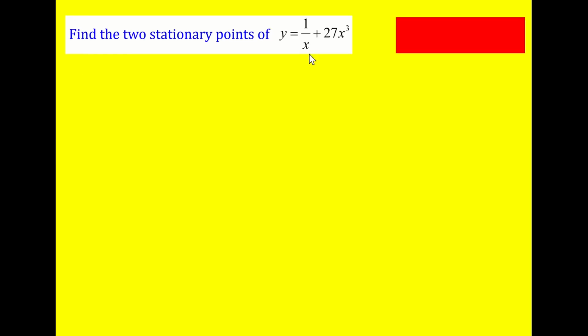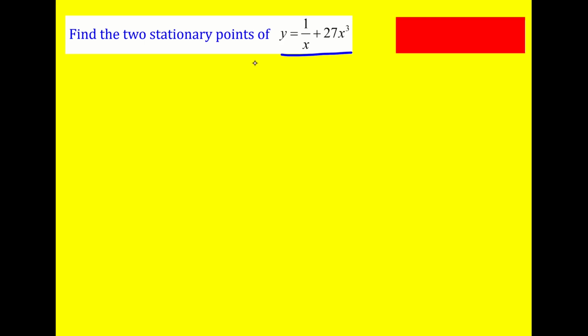So you're feeling confident with differentiation and finding stationary points, yeah? Quadratics, cubics, quartics? Let's step it up. So what about finding the stationary points of this little function? How do you feel about that?